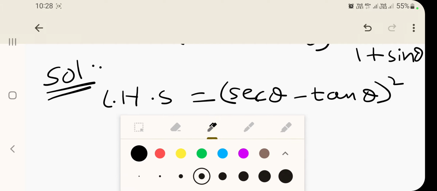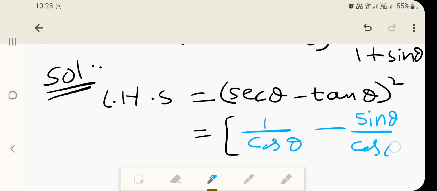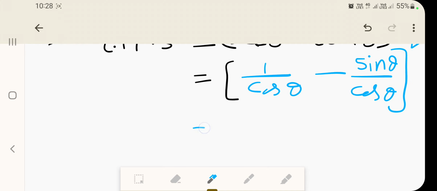Now secant theta we can write as 1 by cos theta minus tan theta. We can write tan theta as how? Anybody? Sin theta by cos theta. Okay, whole square, already it is there. So you have to remember these ratios: secant is 1 by cos, tan is sin by cos. What is cot? Pause the video, think or write. Cot theta is 1 by tan theta, or cos theta by sin theta also you can write.